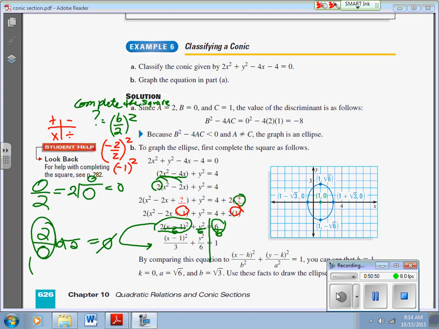Whatever I did on this side to make myself force factor it, I have to make sure I keep track of it on the other side, because if I forget that +2 times that number, this never becomes a 6, it stays as a 4. And if it stays as a 4, this ellipse becomes something different.